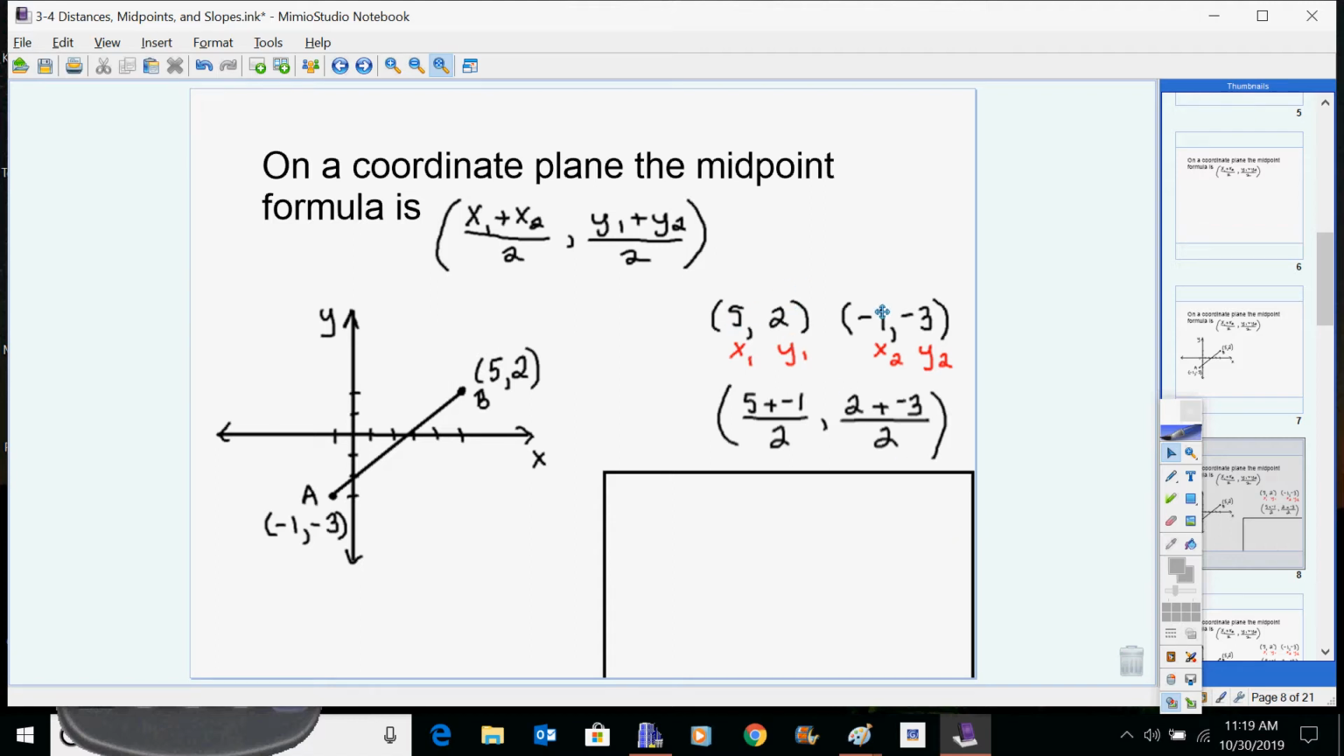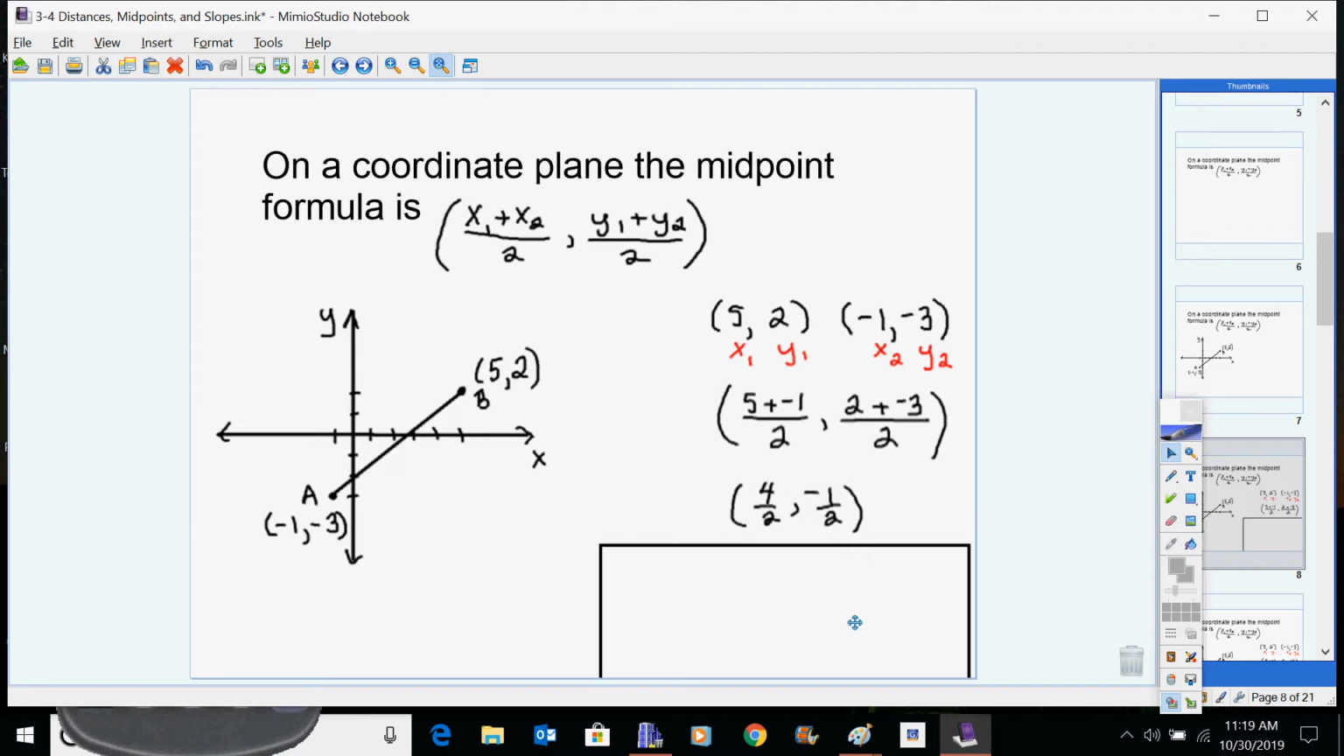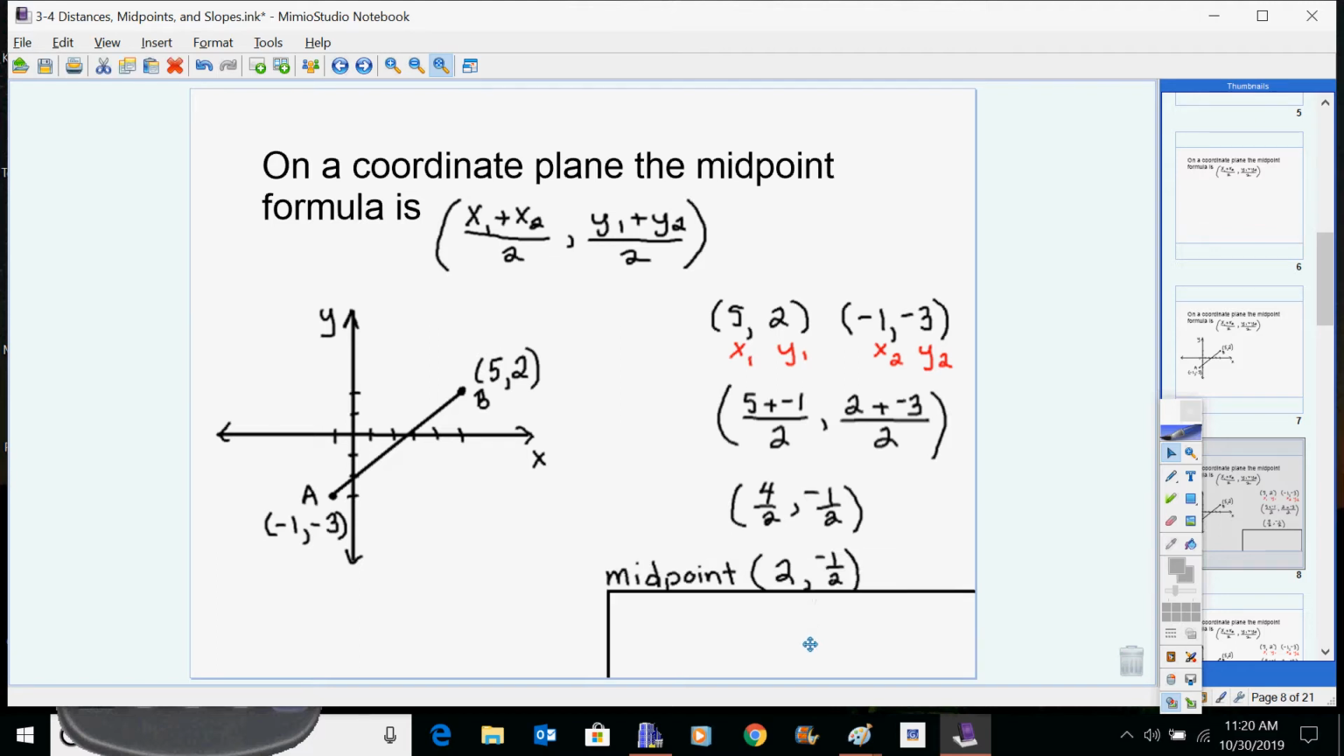So x1 plus x2, y1 plus y2, and then divide by 2. It's okay to get a decimal in these. So the first answer is 4/2. The second one is -1/2, but then always reduce as much as possible. -1/2 can't be reduced anymore, but 4/2 turns into 2. So our midpoint here, our answer, is (2, -1/2).